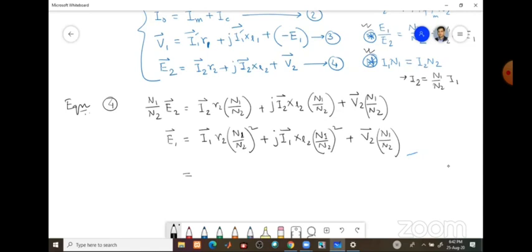Correct. So XL2 also has the unit of ohm, though L2, that is inductance, has the unit of Henry. But when we write the reactance form, omega L2, that gives you the unit of ohm. So both R2 and XL2 have the unit of ohm. Now, can you tell me what will be the unit of R2 into N1 by N2 whole square?